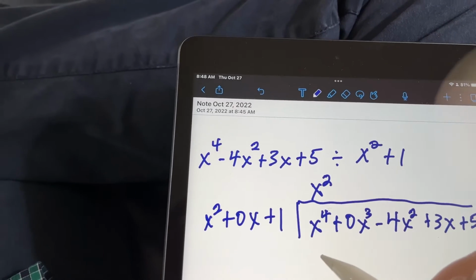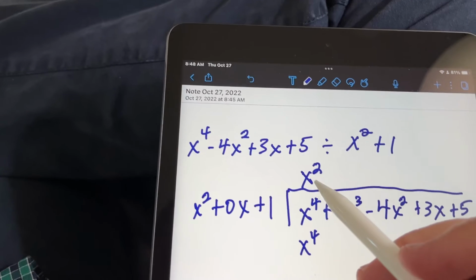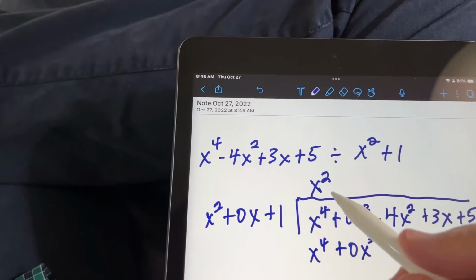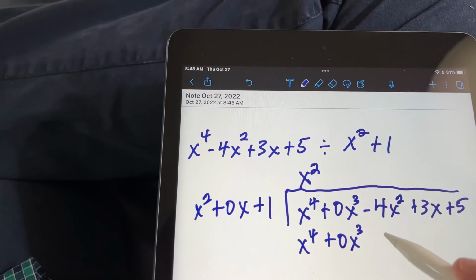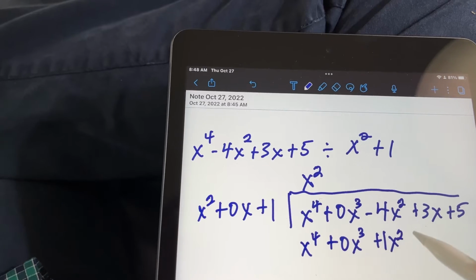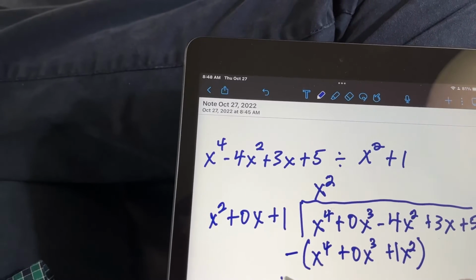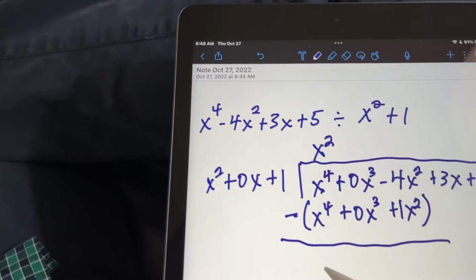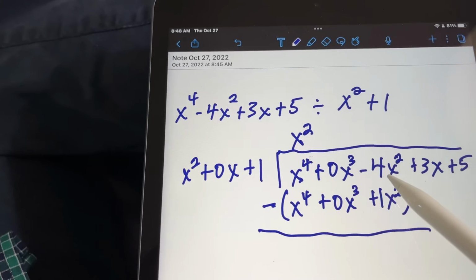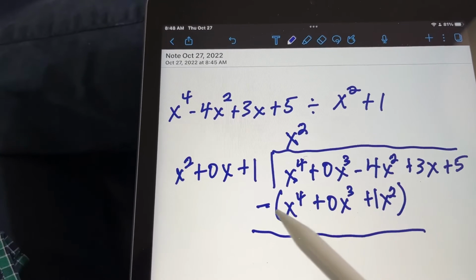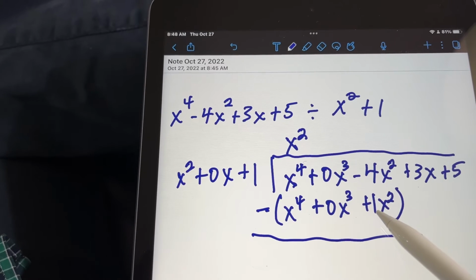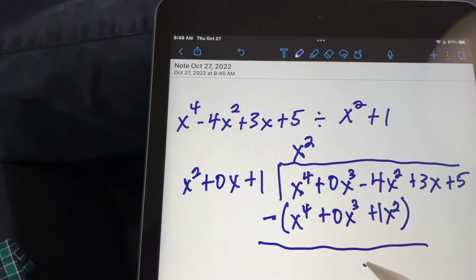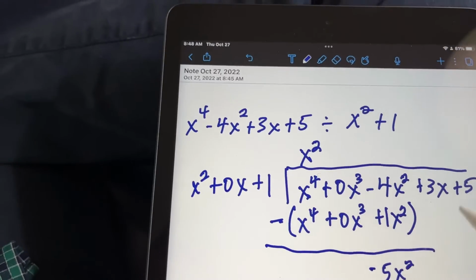X squared times x squared is x to the fourth. So we're going to go ahead and do that multiplication. But we're also going to multiply x squared times 0x, which is 0x cubed. And we're also going to do x squared times 1, which is 1x squared. Now I'm going to put this in parentheses, and we're going to subtract. So this minus this is, of course, 0. Of course, this is 0. And then I have negative 4x squared minus 1x squared. So that's a negative 4x squared and a negative 1x squared. So that's negative 5x squared.